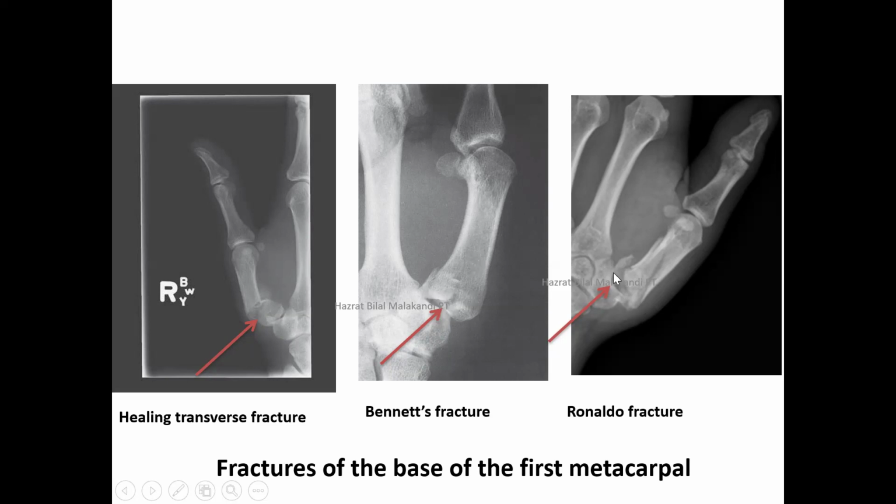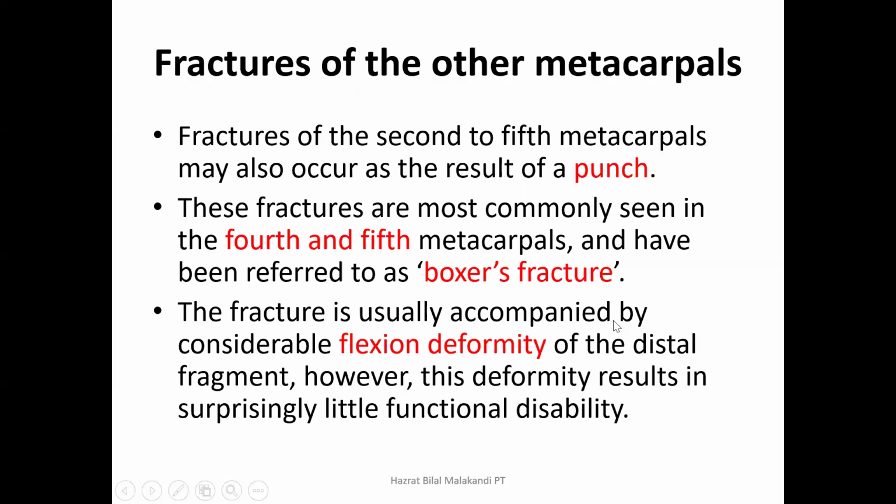And here the entire surface is involved. Here we can see the base of the first metacarpal, complete intra-articular. This is the proximal fragment. This is the distal fragment. This is the second metacarpal. So this complete disruption of the intra-articular surface is known as the complete intra-articular, or the Rolando fracture.